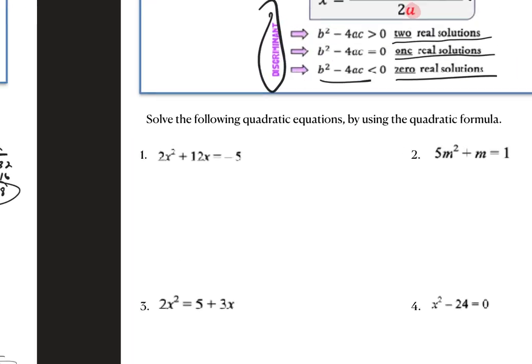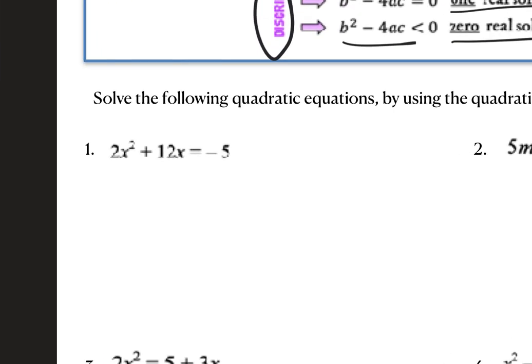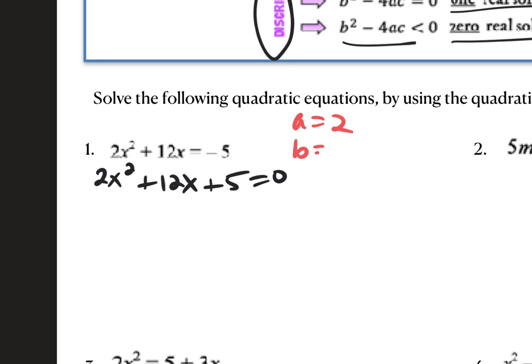I'm going to do the first couple here. In order for me to interpret this property, I need to make sure that I have this set equal to 0. So I have to add 5 to both sides before I determine that A is going to be 2, B is going to be 12, and C is going to be 5. I wanted B to be green.